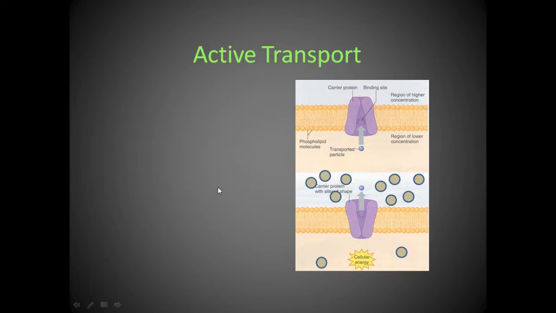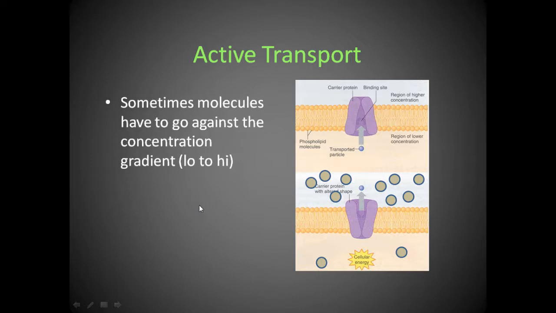The next one we're going to look at is called active transport. Sometimes molecules have to go against the concentration gradient. They have to go from low to high, okay, from low to high. Now, the example I always use, we're going to use channel proteins like we did in the last one.